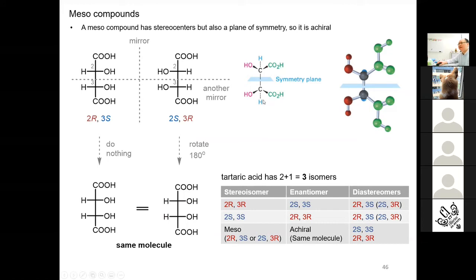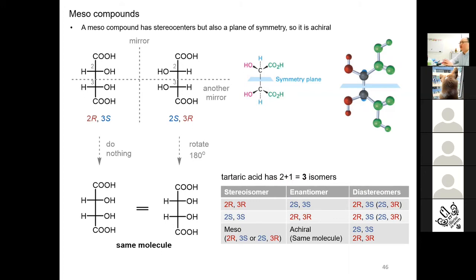So in this case, tartaric acid only has 2+1 isomers. Two of them are the enantiomers 2R3R and 2S3S, so these two enantiomers are each other. And these two diastereomers are 2R3S and 2S3R. But unfortunately, 2R3S and 2S3R have an internal plane of symmetry. They are the same molecule and the same achiral molecule. So in total, tartaric acid only has 2+1, 3 isomers, not 2 to the power of 2, which is 4 isomers.